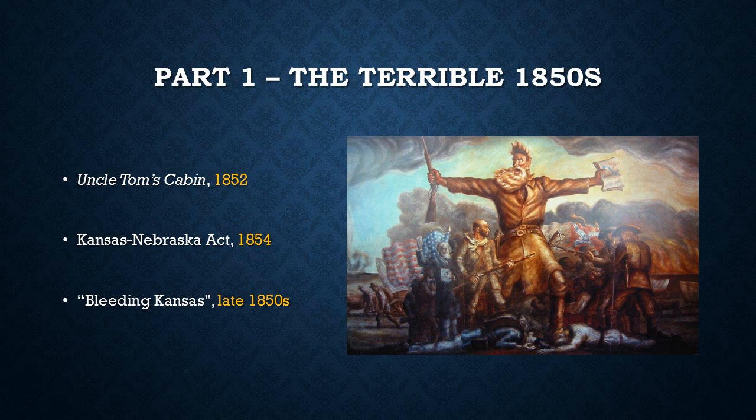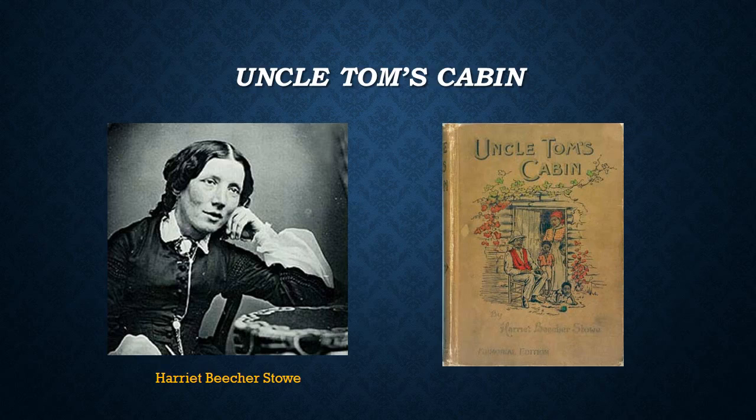And the first significant event of the 1850s that begins to alienate North and South from each other is the publication of a novel in 1852, a novel known as Uncle Tom's Cabin. Now, a little bit about this book. This book was written by a woman named Harriet Beecher Stowe. There's a picture of her on the screen there.